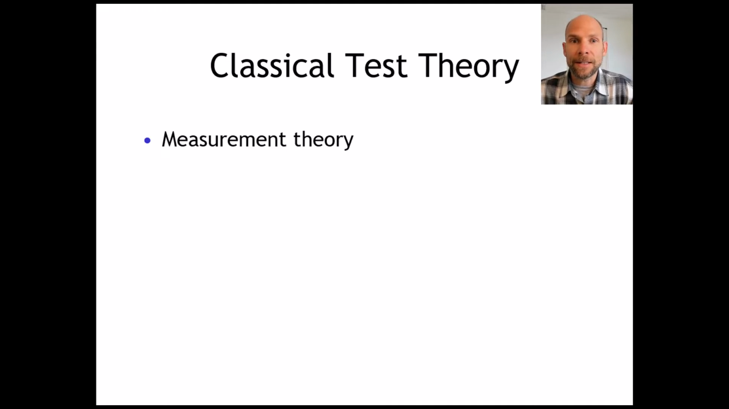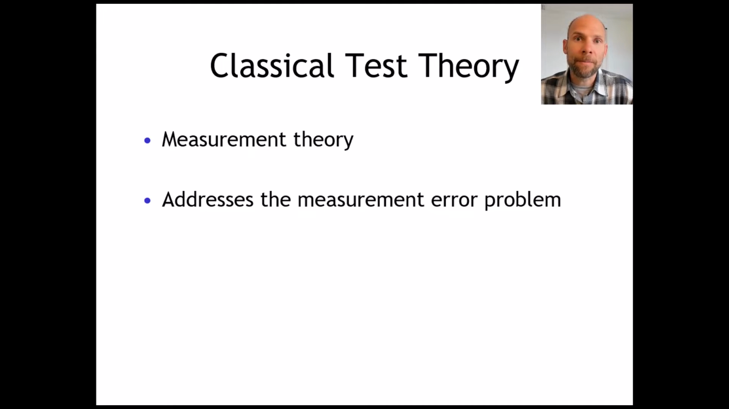Classical test theory is a measurement theory that deals with the measurement error problem that we have in the social sciences. When we measure, for example, intelligence using intelligence tests, or personality using personality questionnaires, or something like depression and anxiety in clinical psychology, then typically those tests and questionnaires are not perfectly reliable as measurement instruments, and so the test scores or questionnaire scores will be contaminated to a certain extent with measurement error.